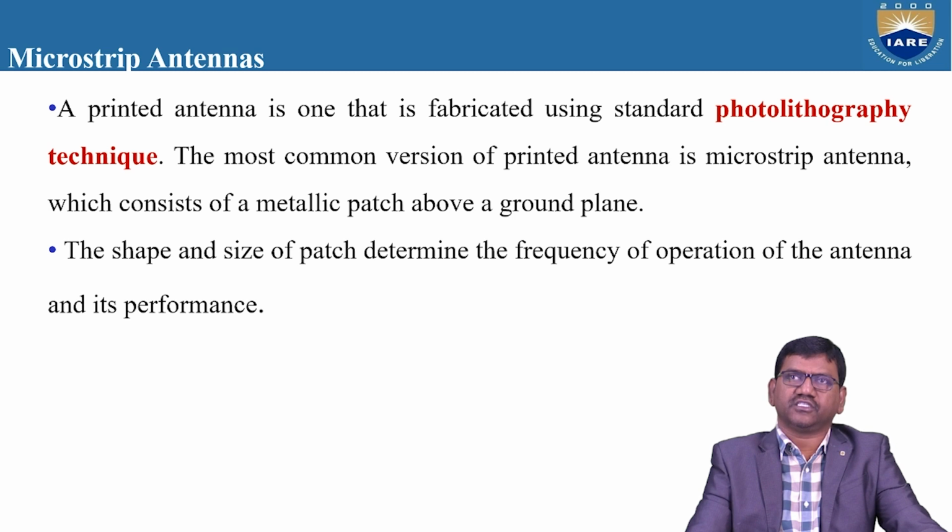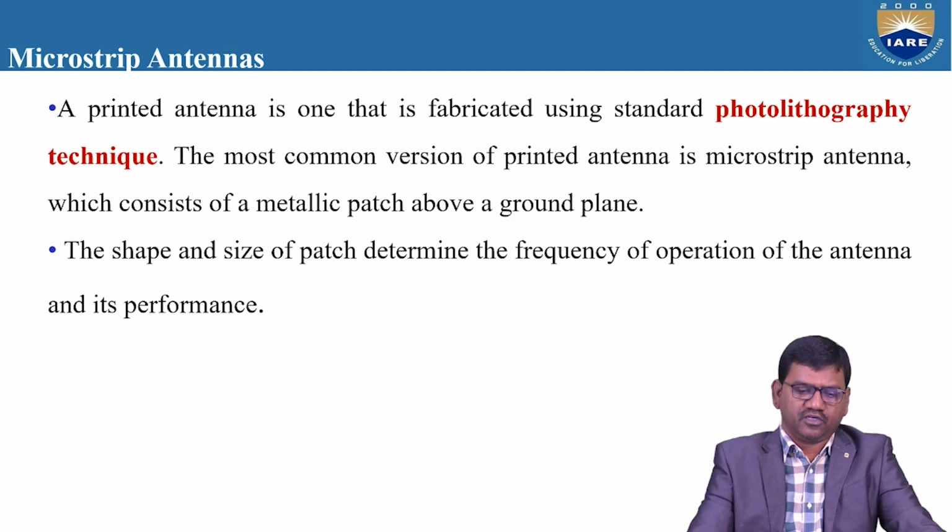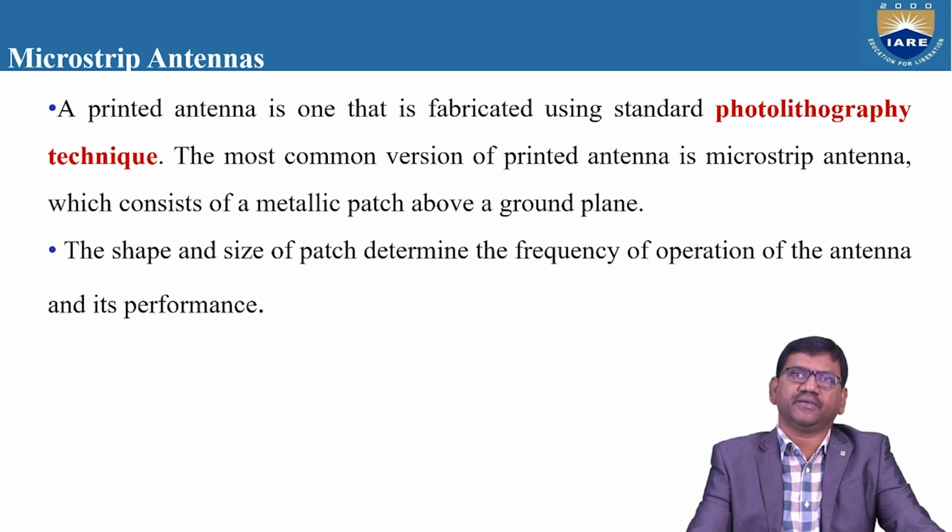The most common version of printed antenna is the microstrip antenna, which consists of a metallic patch above a ground plane. Here the shape and the size of the patch determine the frequency of operation of the antenna. So whatever the shape or size of the patch, the frequency of operation depends upon these two factors.